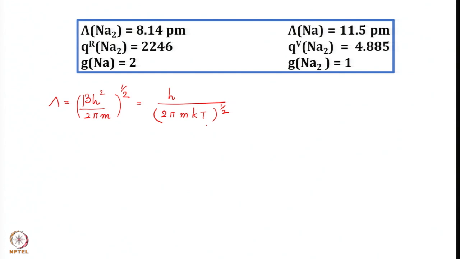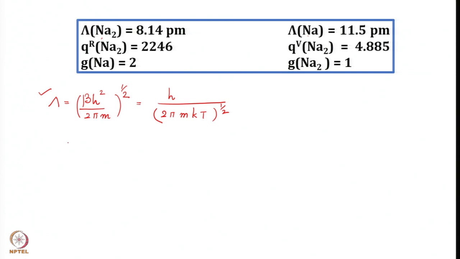From the knowledge of the masses of Na2 and Na, thermal wavelength can be calculated. By using this formula, the thermal wavelength of Na2 comes out to 8.14 picometer, whereas that for Na itself, the sodium atom, it comes out to 11.5 picometer. This can be obtained by appropriately substituting the numbers over here. All right. So we know how to deal with the thermal wavelength.